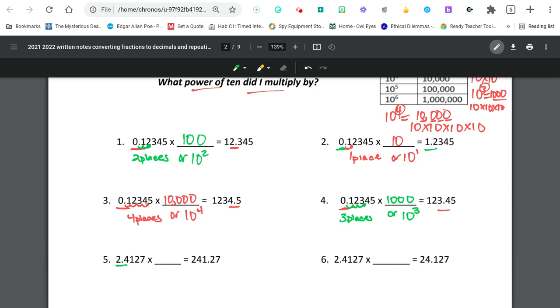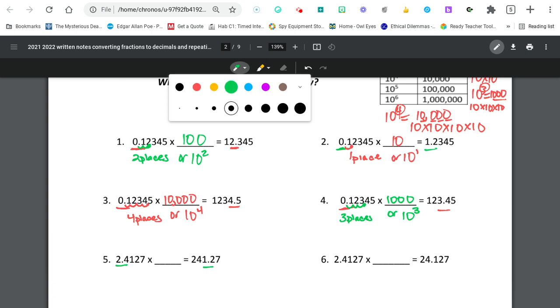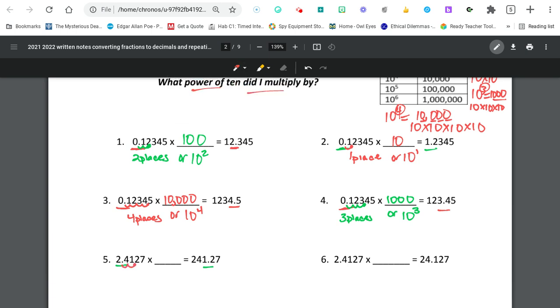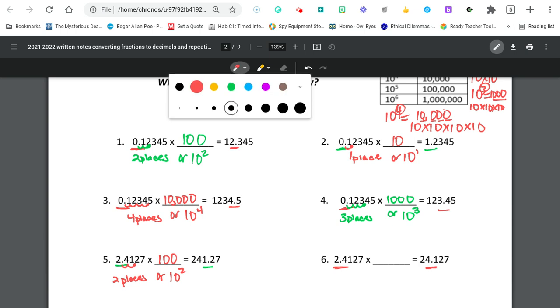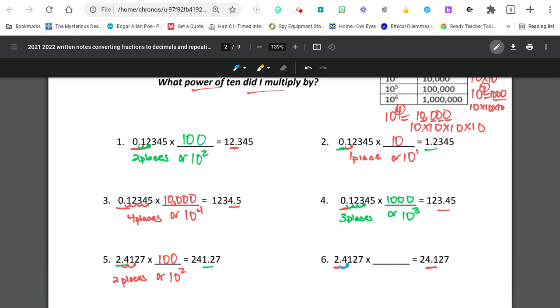Here it's between the 2 and the 4. Here it's between the 4 and the 1. So that indicates that I moved it 1, 2 places. Moving the decimal to the right 2 places indicates that you multiply by 100 because it has 2 zeros. Or I can say 10 to the second power. On 6, it's between the 2 and the 4, and then it ends between the 4 and the 1, which indicates that I moved it 1 place. Well, what power of 10 has 1 zero? Well, that would just be 10, or 10 to the first power.